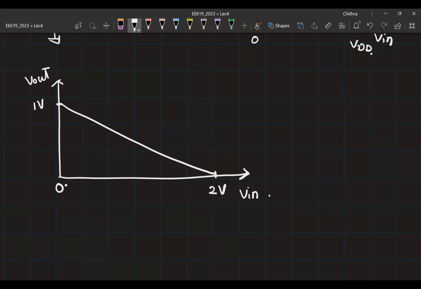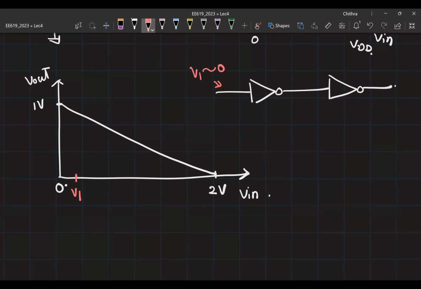Okay, so let us check that condition. So say I have two inverters. Now let's assume that the voltage given to the first inverter is logic 0, somewhere very close to 0. Let me call this V1, and V1 is very close to 0. What will be the output? This is something slightly smaller than 1 volt, right? So what you'll see here is almost equal to 1 volt, which is somewhere here.